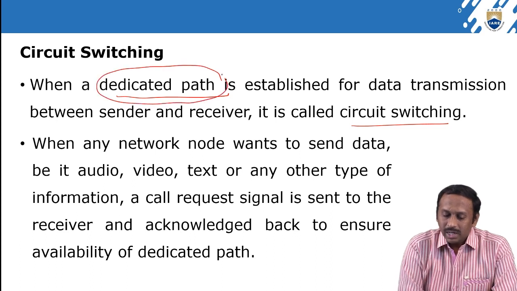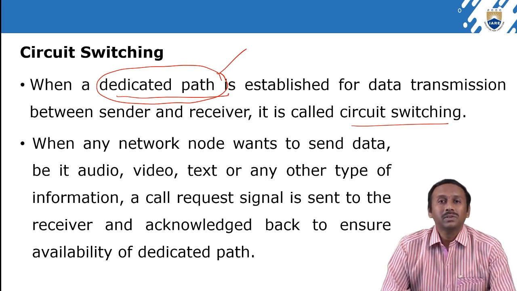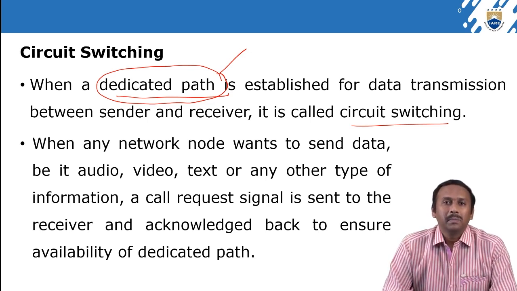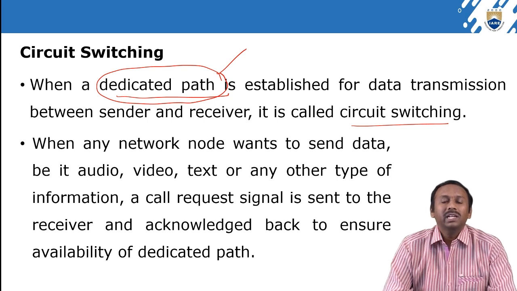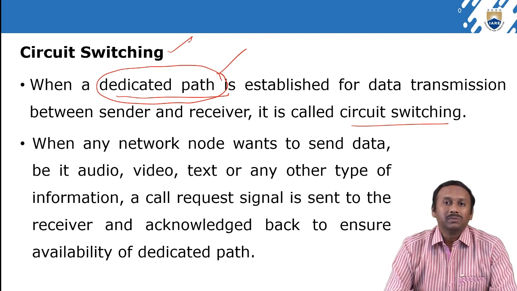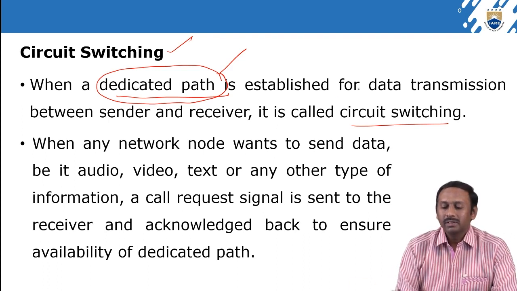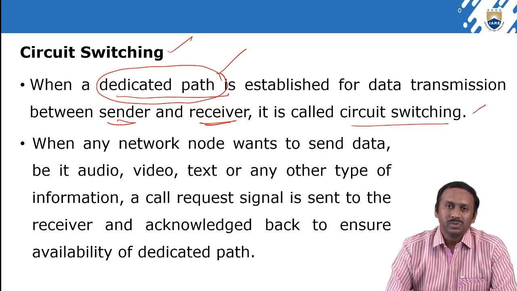Whenever you find a terminology like dedicated path, you must understand that a physical path is established. For example, if there is a broadband or a telephone landline connection, there is a dedicated path. That means from one source to destination, there is a cable. A dedicated path is available. That means circuit switching supports cables, isn't it? So whenever a dedicated path is established for data transmission between sender and receiver, it is called circuit switching.